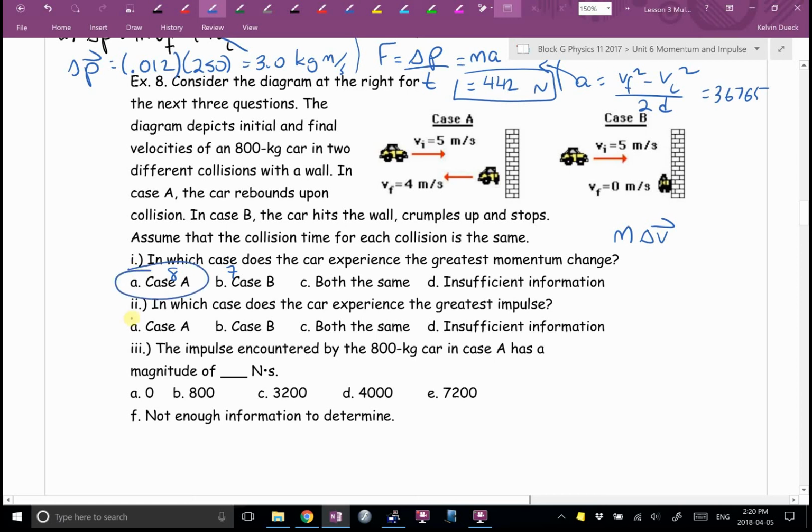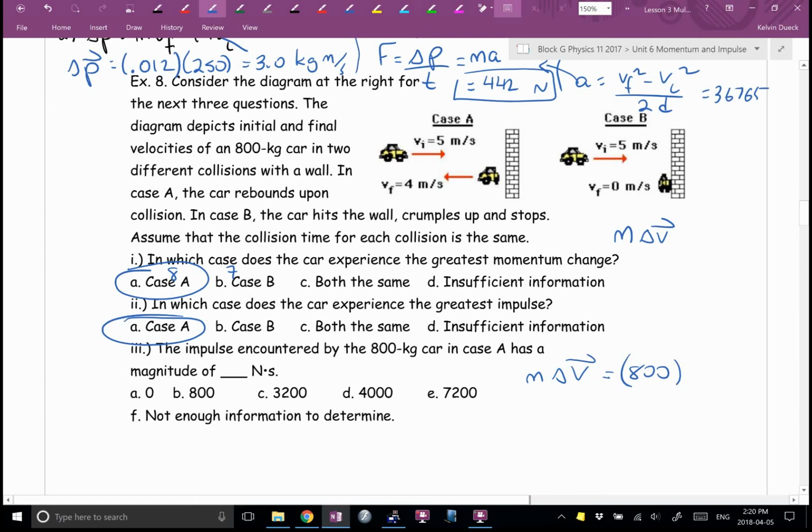Biggest momentum change, biggest impulse. The impulse encountered by the 800 kilogram car in case A has a magnitude of, how big is the impulse? Well, it's going to be m times the change in velocity, 800. What did we say that the change in velocity was in case A?